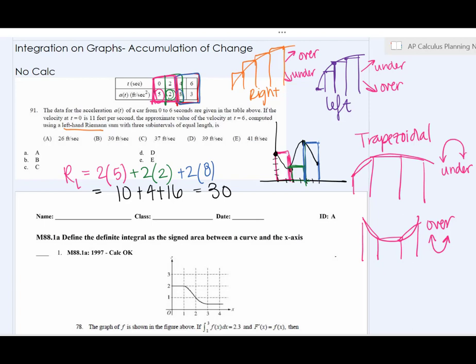Because this was acceleration, remember Riemann's sum is a form of informal integration. So an integration takes that acceleration up a notch. Remember, our acceleration goes to velocity because that's the integral. So this goes from feet per second squared to just feet per second as the unit. So we are looking at B, 30 feet per second.